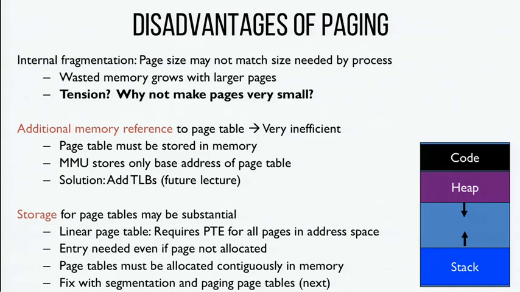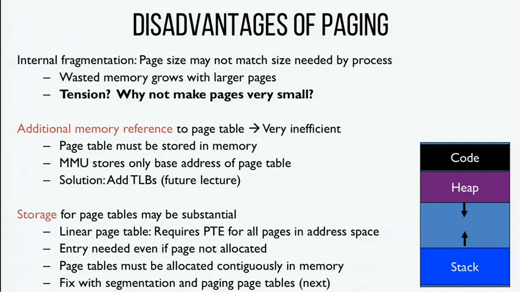So the other disadvantage we've seen is that we're doing an additional memory reference now because we have to look up in the page table to find out where the user's logical page lives. That's going to be a problem that we're going to fix in about two lectures with TLBs, or translation look-aside buffers. The next problem we're going to fix, though, is that right now we're using too much storage for this thing, right? We calculated 4 megabytes for this page table, something like that.